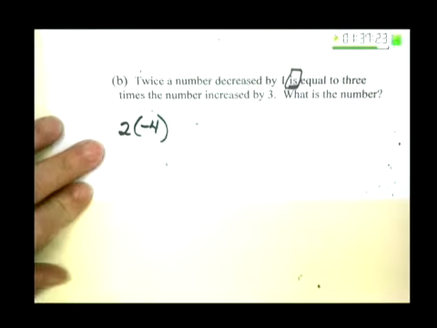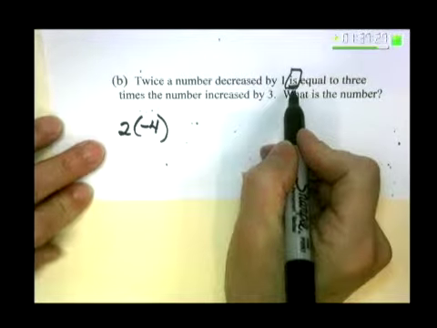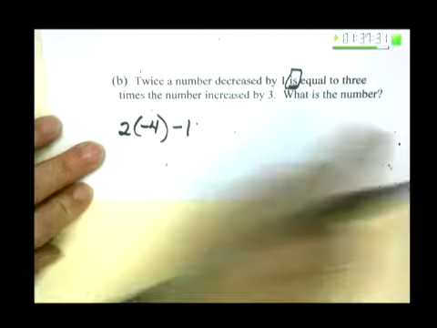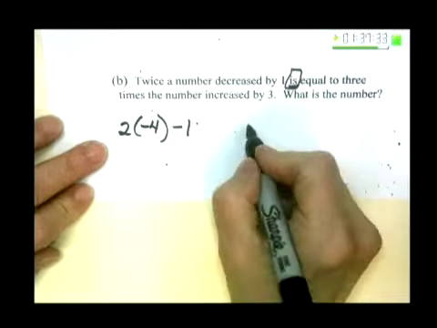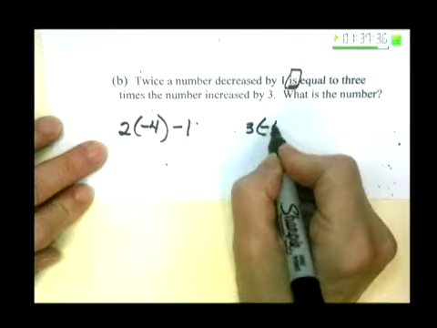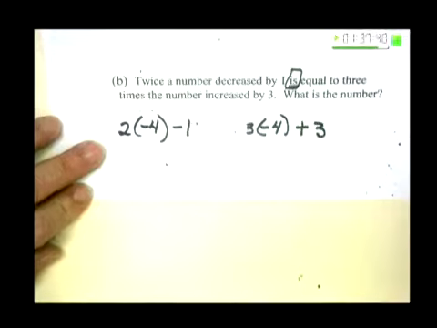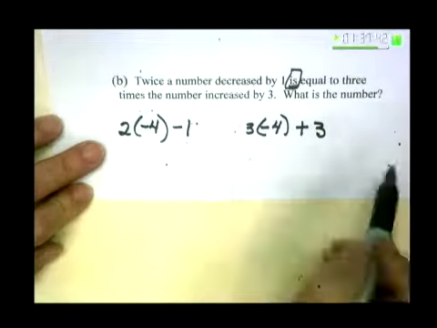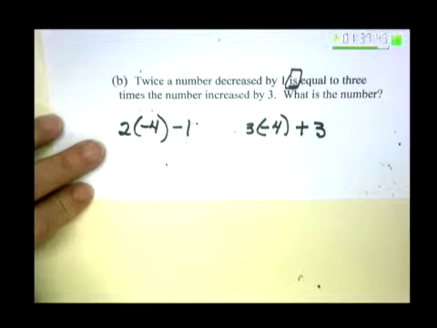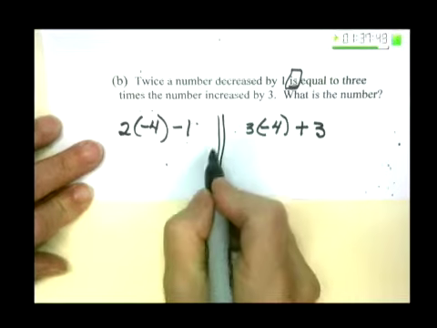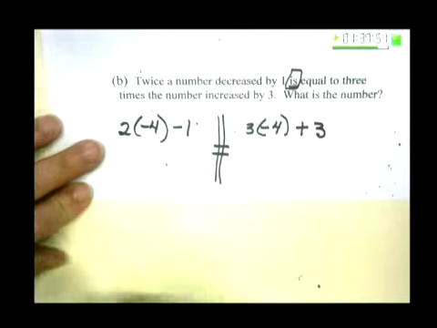Twice a number: 2 times a negative 4, because that's what we said our number was. Decrease by 1. Subtract 1 is supposed to give me the same value as 3 times that number increased by 3. Okay? So let's see, did I get the right answer? Are these two expressions equal?